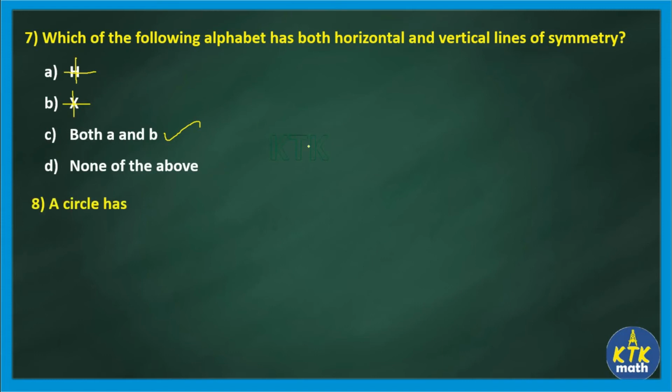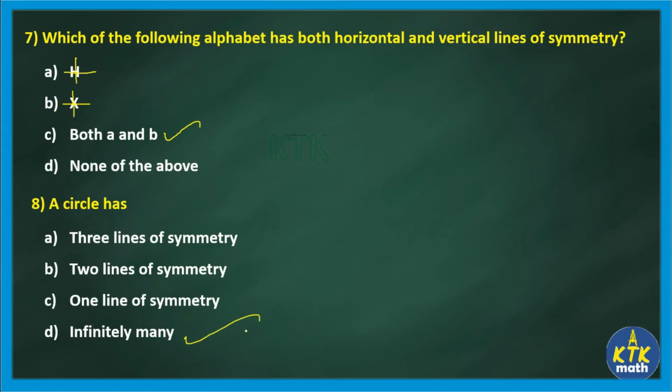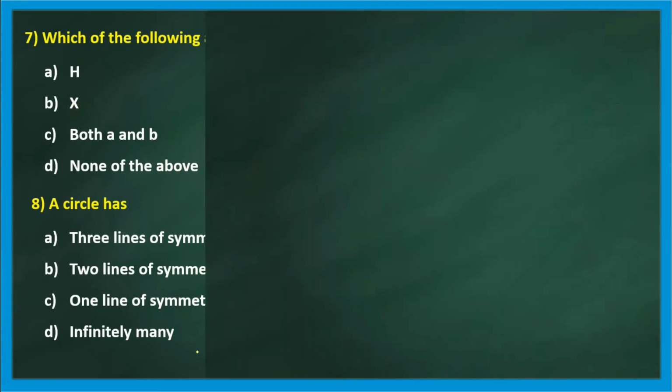Question number 8. A circle has three lines of symmetry, two lines of symmetry, one line of symmetry, or infinitely many. Yeah, obviously, I hope you got the answer. A circle has infinitely many lines of symmetry. And you know which line acts as a circle's line of symmetry? Yeah, it's the diameter. Now let's move to the ninth question.